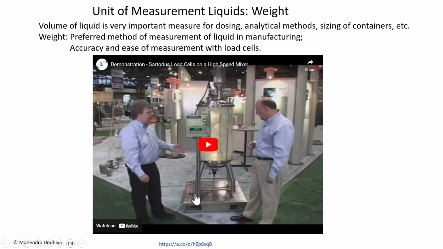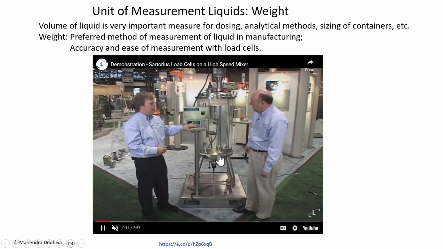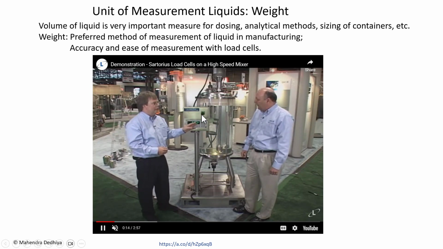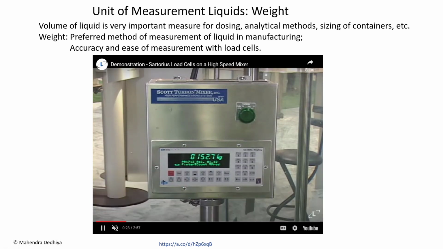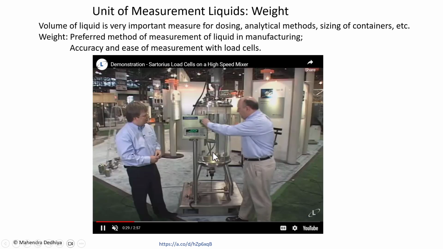So in this video, there is a mixer with 3 load cells. 1, 2, and 3. Each load cell is capable of measuring 500 kilograms. So total measurement is going to be 1500 kilo. This mixer is shown for a demonstration purposes. So one can see the mixing operation and the weight operation at the same time. Here's a mixer with a high shear mixer, and the weight control here is shown, and it has an accuracy of plus or minus 0.1 kilo. So 152.7 kilos is displayed with an accuracy of plus or minus 0.1 kilo.